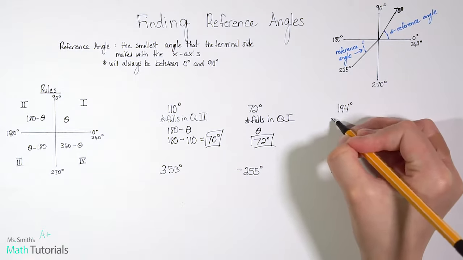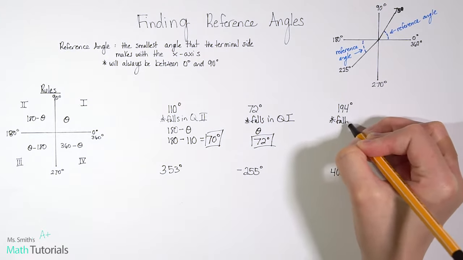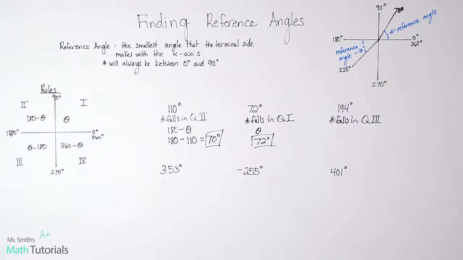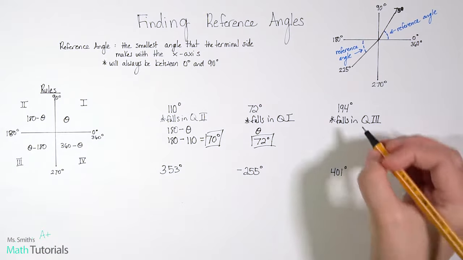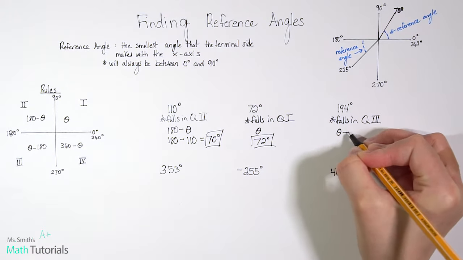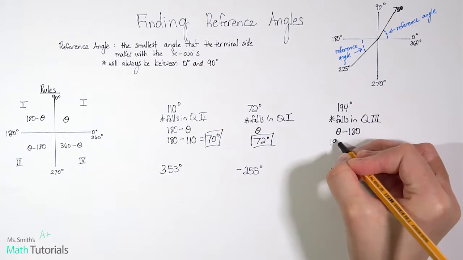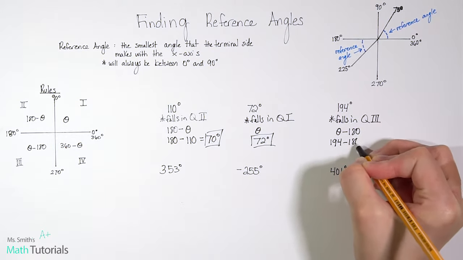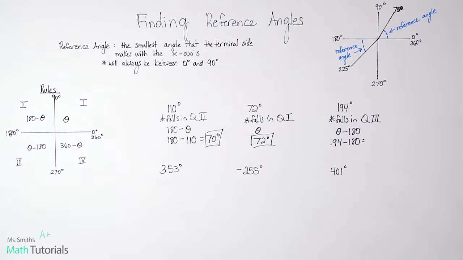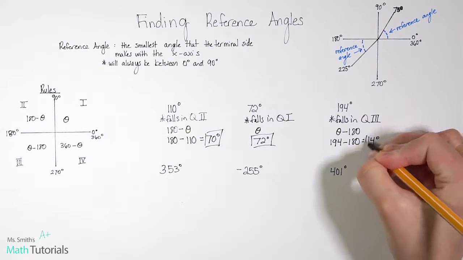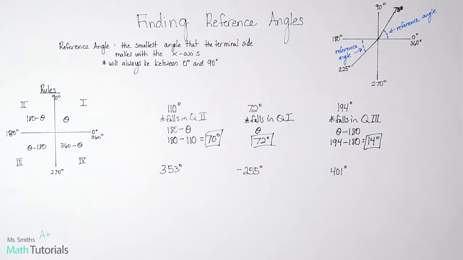So let's note that. 194 degrees falls in quadrant 3. So what's the rule for quadrant 3? It's theta minus 180. So what is theta? What's our angle? It's 194 minus 180. And let's see what we get. When we subtract 194 minus 180, you get 14 degrees. So that would be our reference angle.